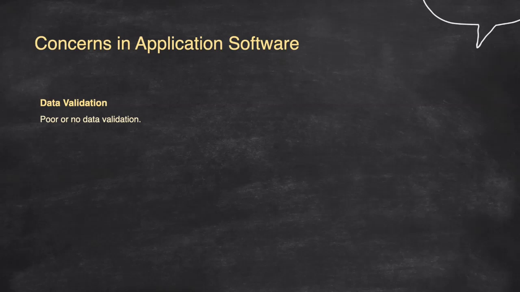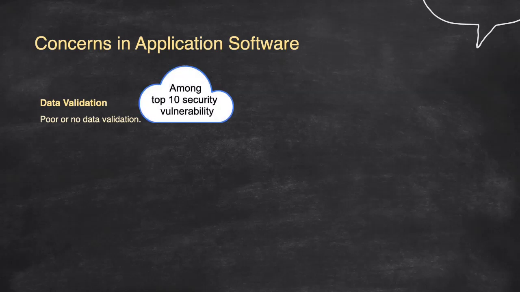Friends, a study by OWASP, that is the Open Web Application Security Project, reveals that inadequate input validation is among the top 10 security vulnerabilities in web applications. Poor input validation can lead to vulnerabilities such as SQL injection and cross-site scripting, or application crashes. According to the Open Web Application Security Project, 50% of security breaches are caused by inadequate data validation.